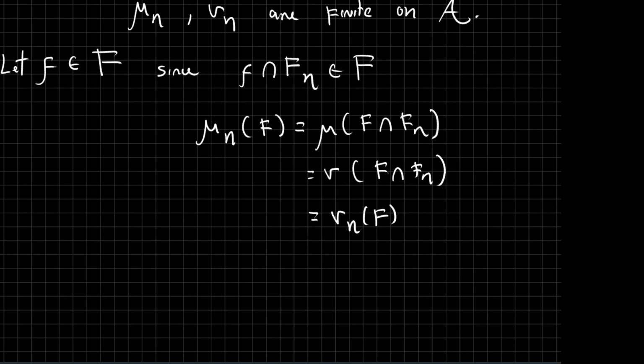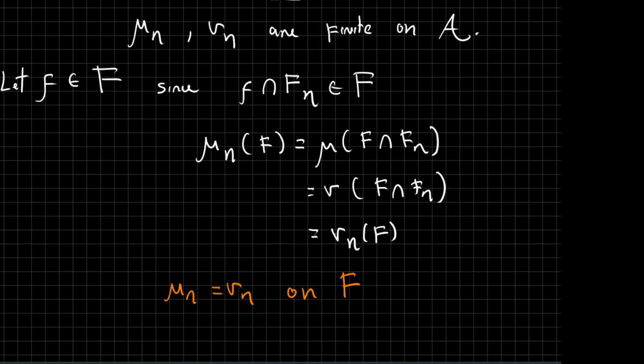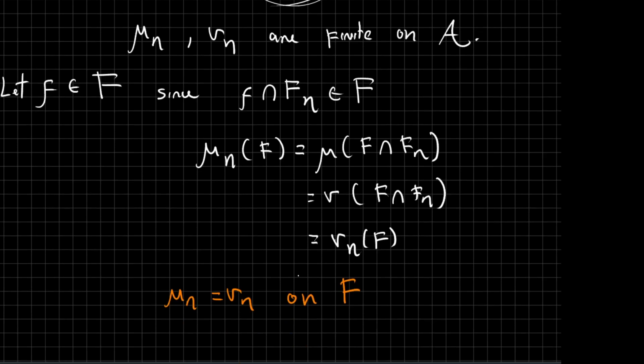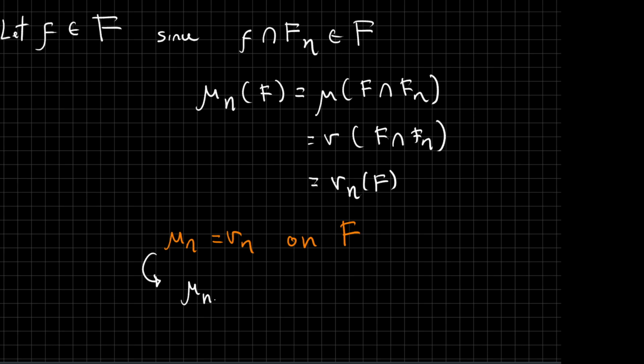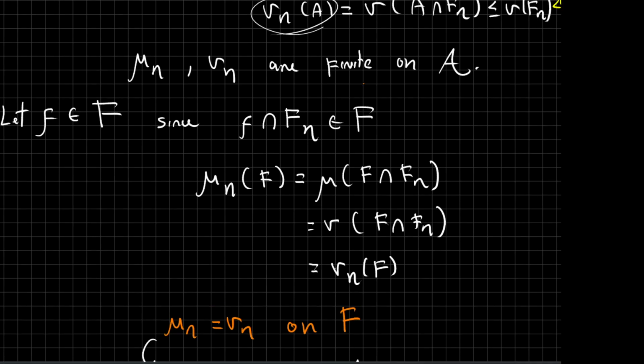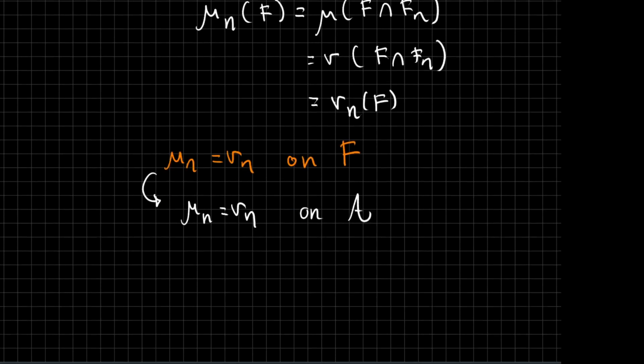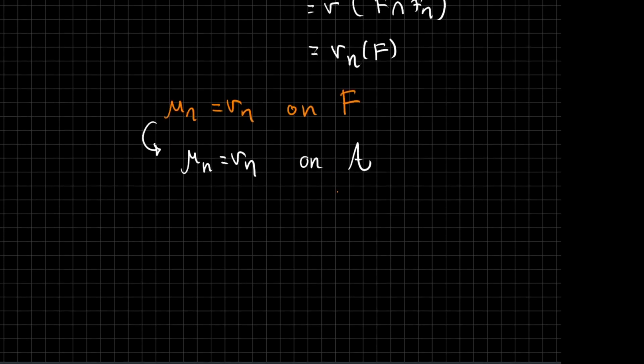Then this is equal to this thing here, and this is by definition this one. So this means that they are equal on F, not on the whole sigma algebra, but on F, and so the previous corollary tells us that they will be equal on the whole. As functions they will be equal because they are both finite, so we can apply the previous corollary, and so they are equal, and this holds for every natural number.